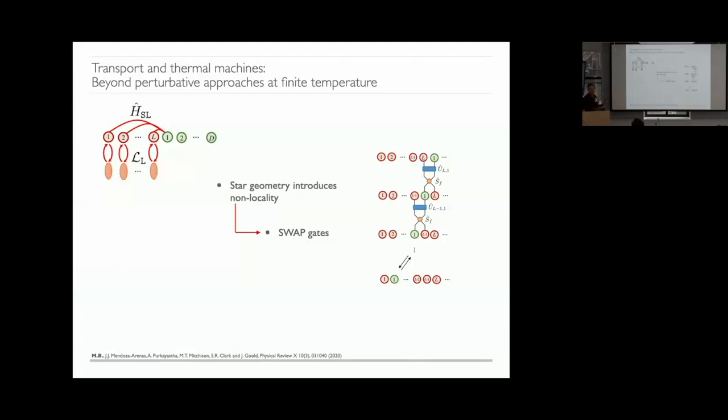What is it that people usually do? TDVP, yeah? Although this is a fermionic problem, and the problem is that these non-local interactions would lead to non-local Jordan-Wigner strings, okay? And that makes TDVP a bit problematic, okay? So we're going to have to solve this using swap gates. I know what you're thinking. The employment of swap gates to deal with non-local interactions is usually considered to be bad.